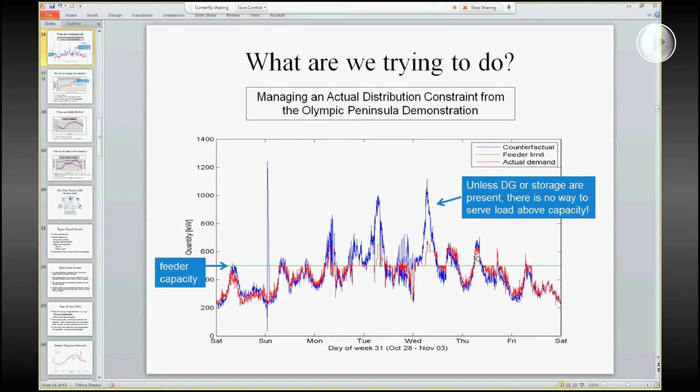So one of the takeaways from this was that the consumer interaction is just as important as the way that the demand response is modeled and set up.